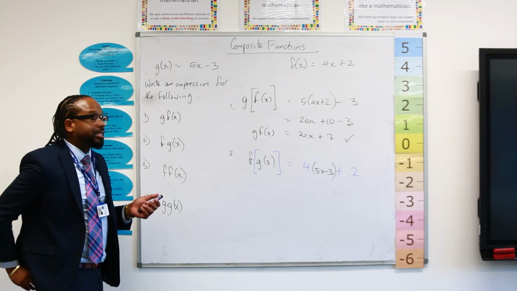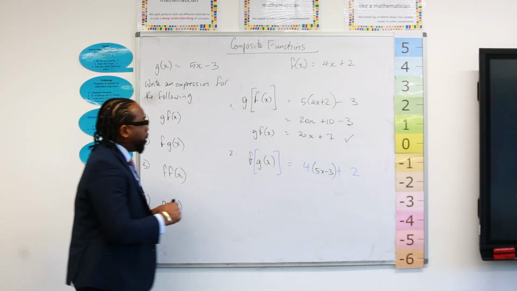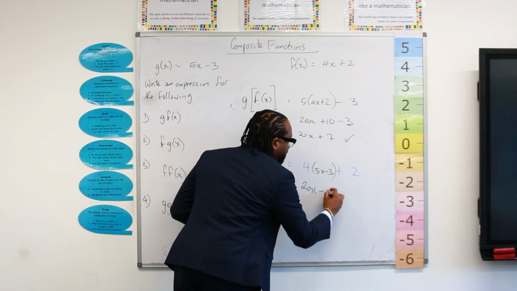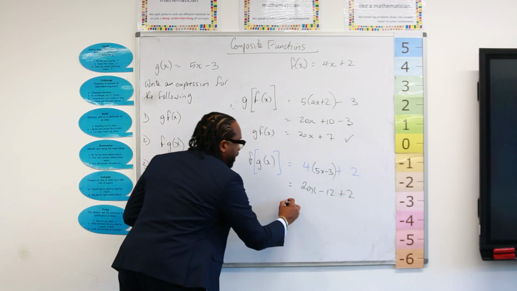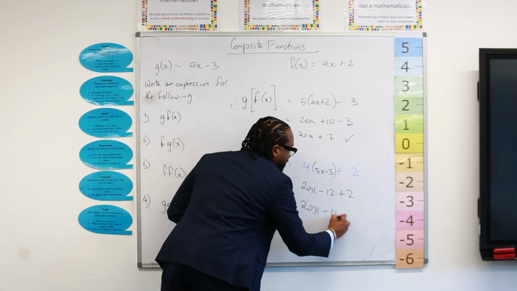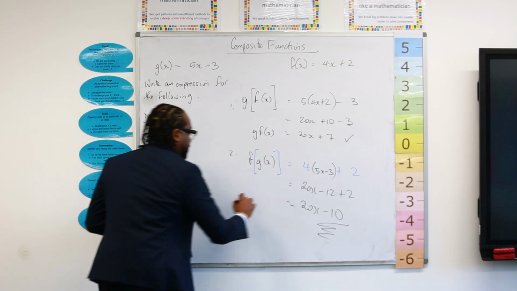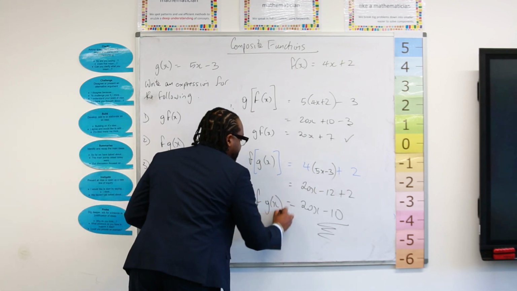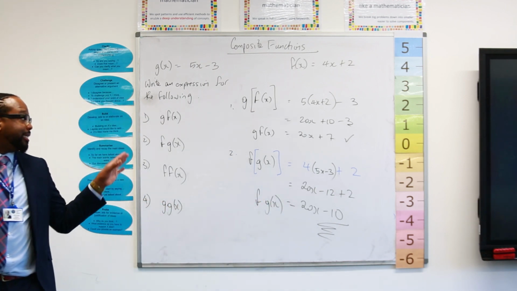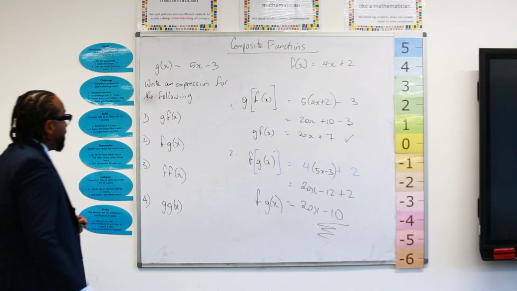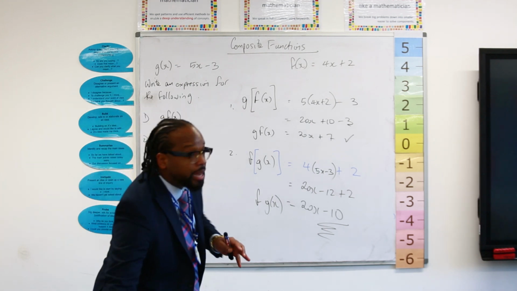Now to put it in a simplified version, you're going to multiply 4 times 5, which is 20x, minus 12 plus 2. It becomes 20x minus 10, and that is your final answer. So it means f of g of x is equivalent to 20x minus 10. Now, that is the first two examples.